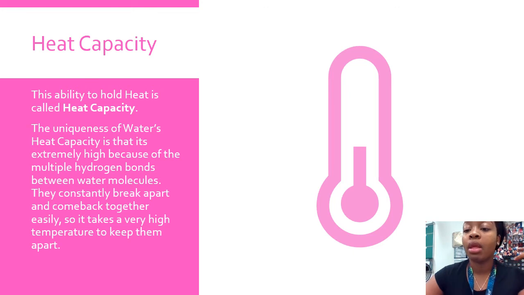All right, so that's heat capacity. Again, heat capacity itself is not the unique property. The specific unique property of water is that it has a high heat capacity.